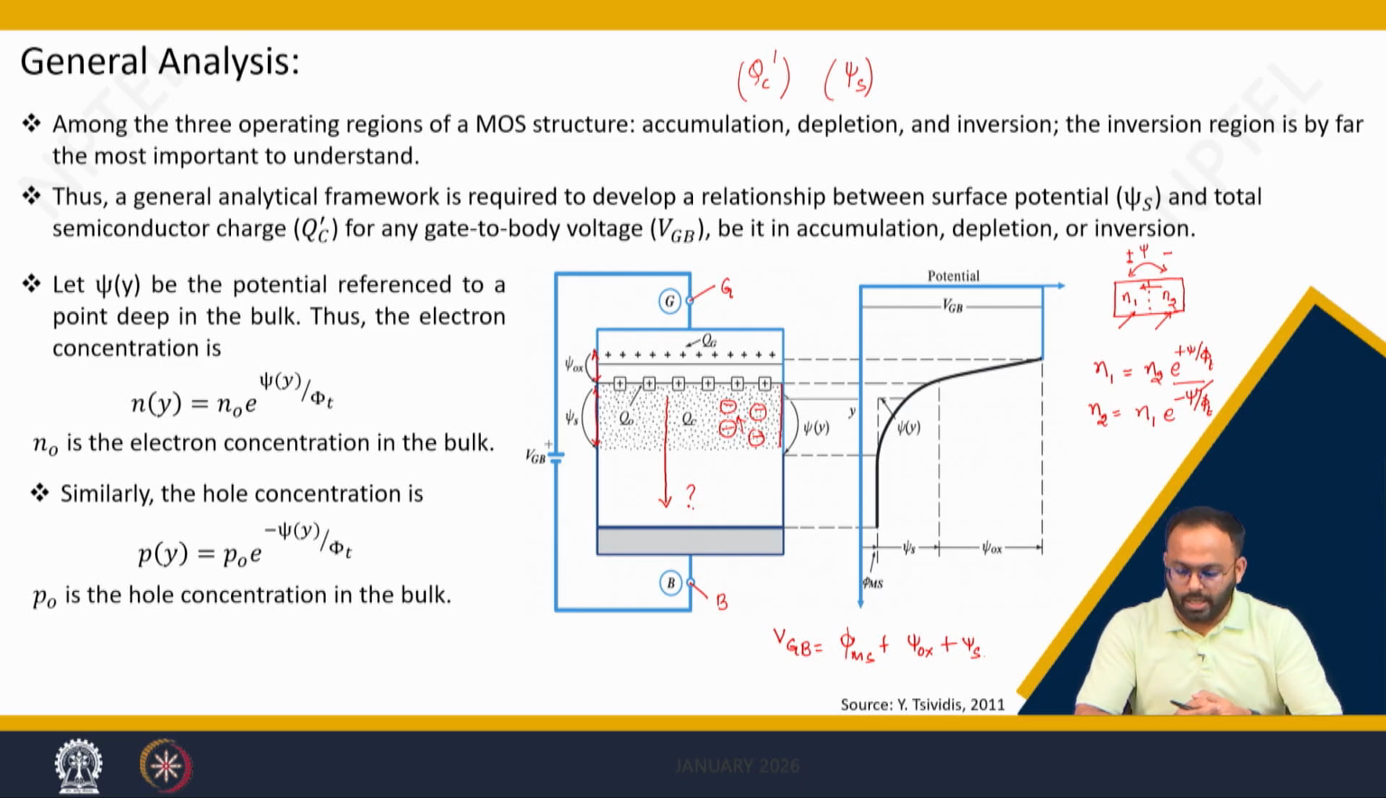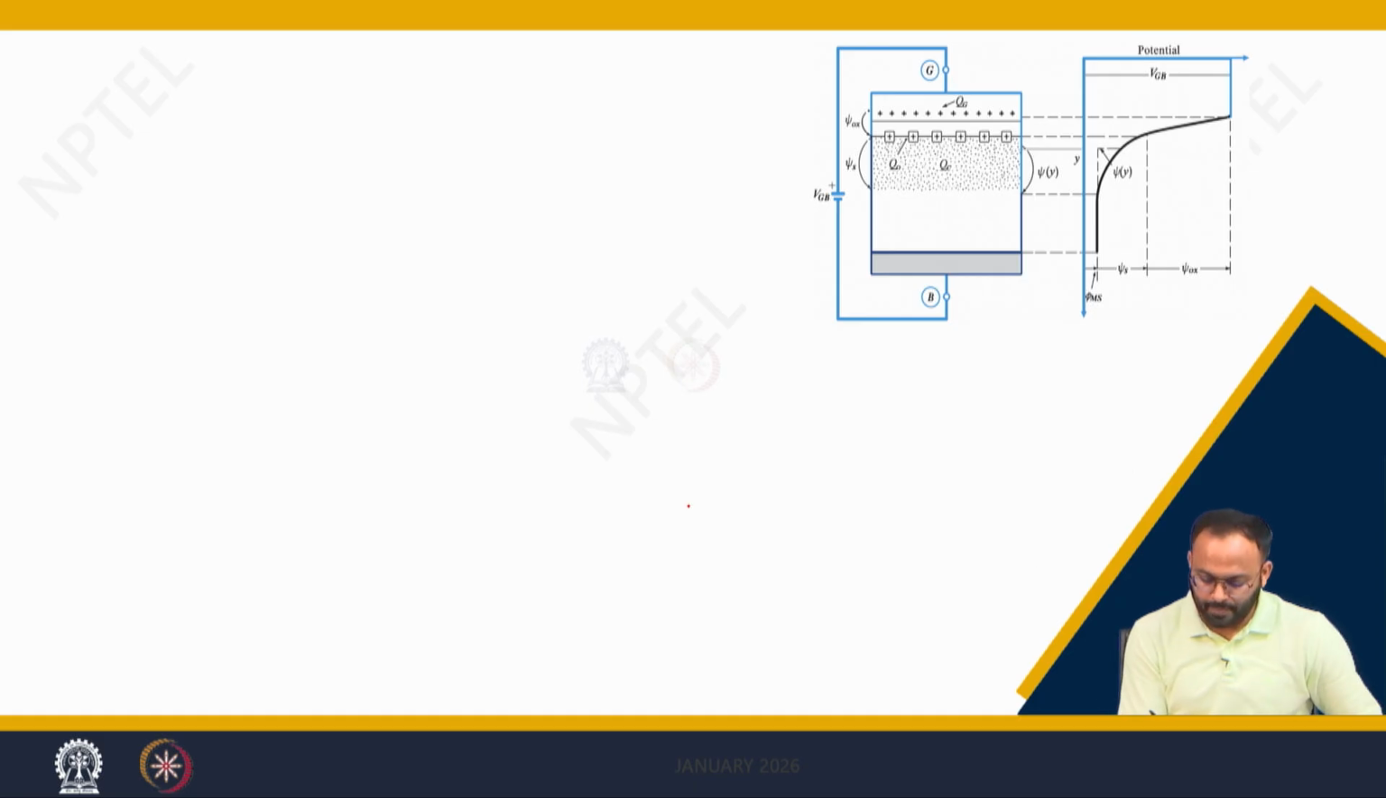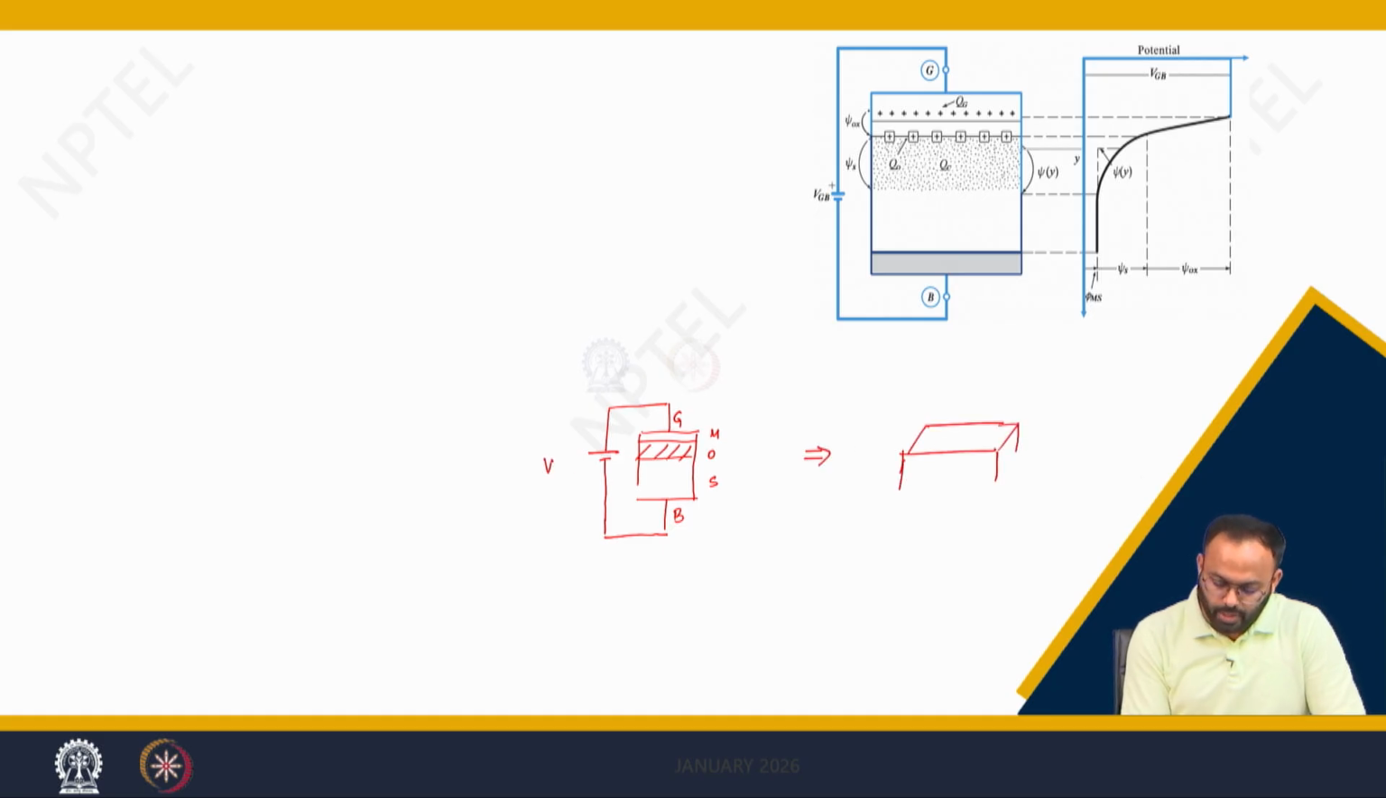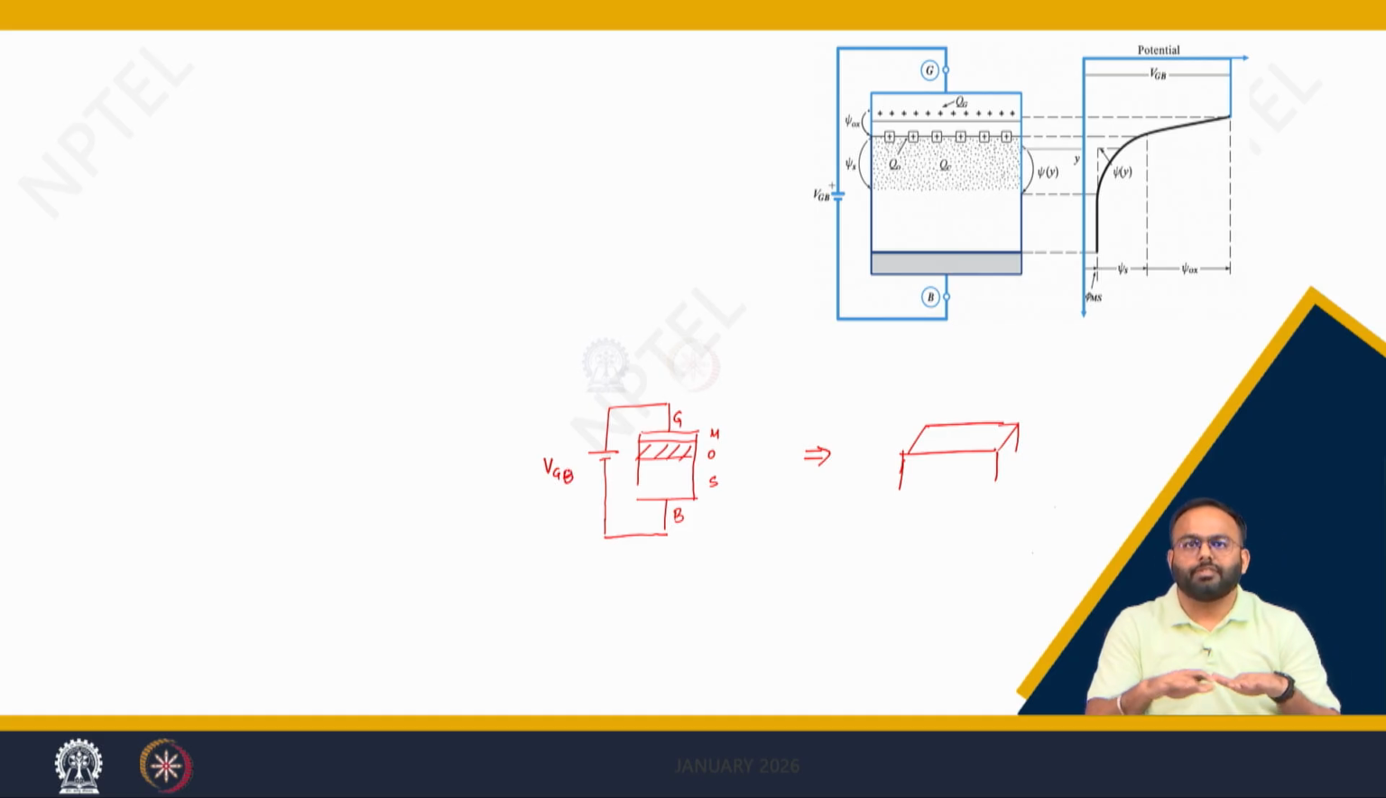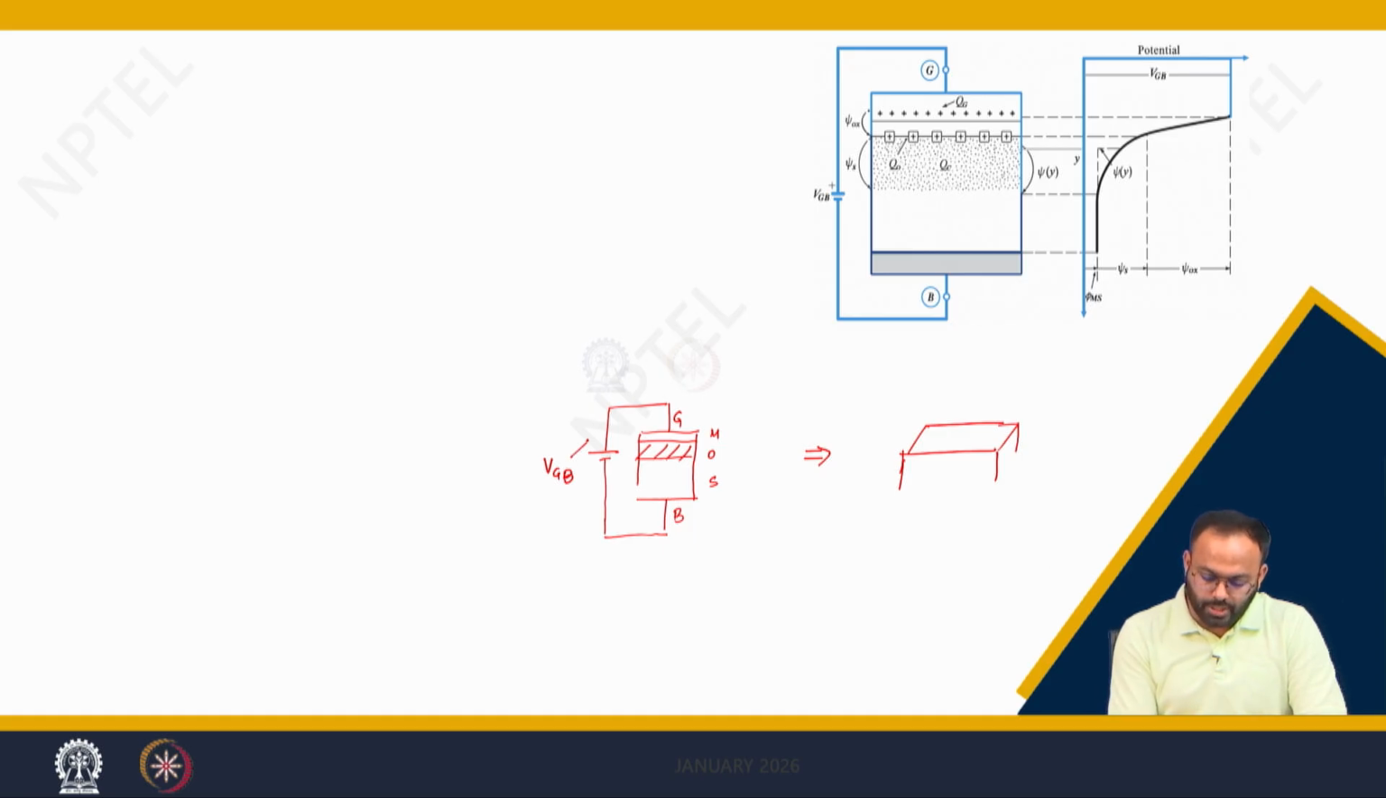So to understand that, let us take an analogy. Let us consider a MOS structure, a two terminal MOS structure with gate and body terminal, and you are applying a VGB here. This MOS structure is similar to a piece of land. Now if the gate to body voltage is 0, it means the land is flat, so nothing special in it. But when you increase the gate to body voltage, what will happen?